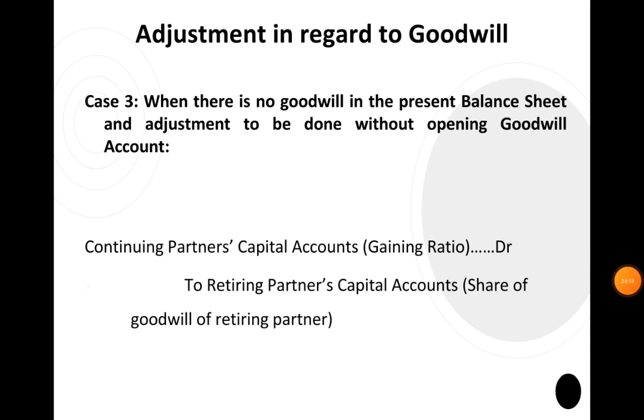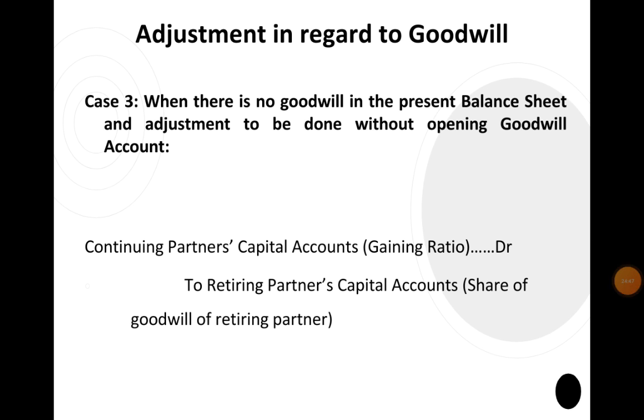Okay, so let's come back to the various adjustments that we're seeing with regards to goodwill when there is retirement of a partner. We've seen two cases already. Now we'll look at the third case, when there is no goodwill in the present balance sheet and adjustment is to be done without opening the goodwill account. So in this situation, we have to touch only the capital accounts of the remaining partners and also the retiring partner.